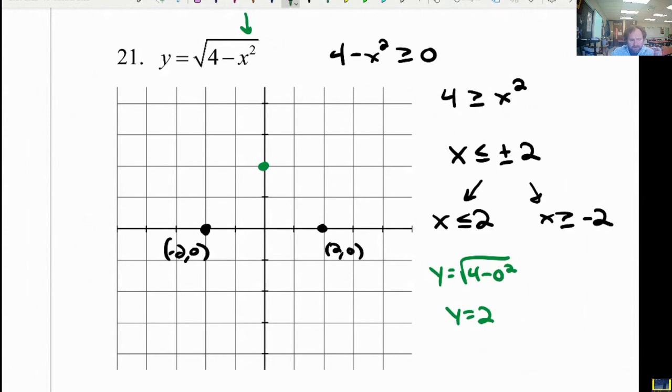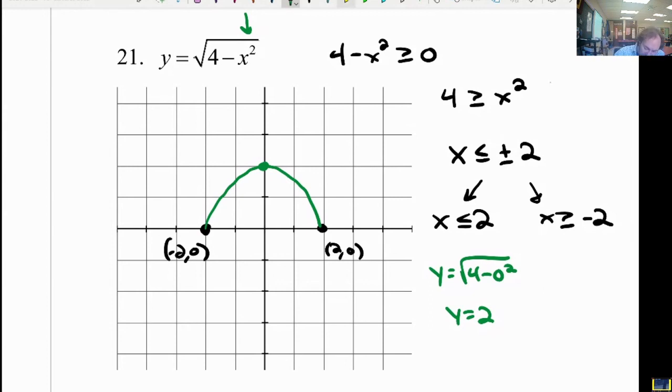You might recognize this graph from a different math class. This is actually the equation for a circle. Usually with a circle, you'd have to have a plus or minus on this. Because this is positive, it's just the top half of the circle. That's what this graph looks like. In order to make the full circle, you have to put a plus or minus on there and graph the negative half also.